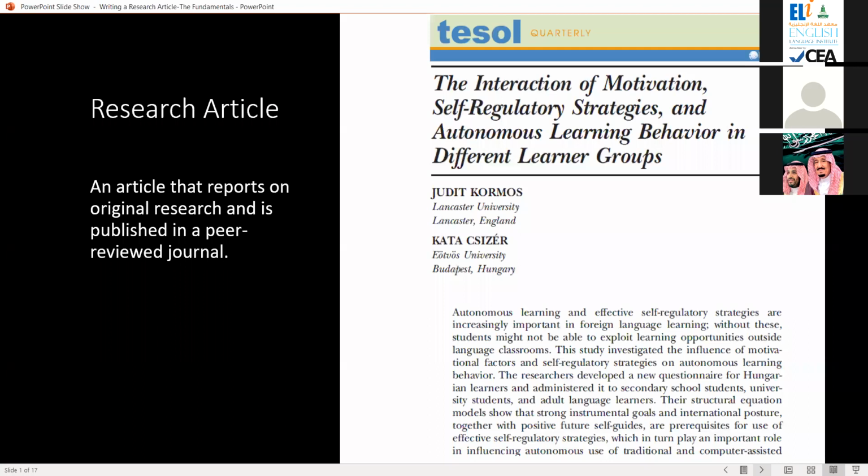Today I'm going to be using one article, the article that you see in front of you, as an example. The article is entitled The Interaction of Motivation, Self-Regulatory Strategies, and Autonomous Learning Behavior in Different Learner Groups. This is basically my area of expertise. Specifically, L2 motivation is what I'm interested in, autonomous learning as well. Again, this is social sciences. However, we're going to discuss the basics that you will find in research articles in different fields.